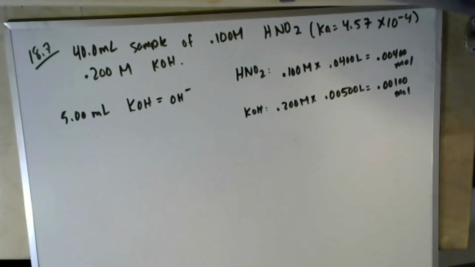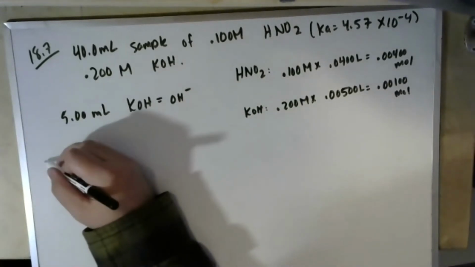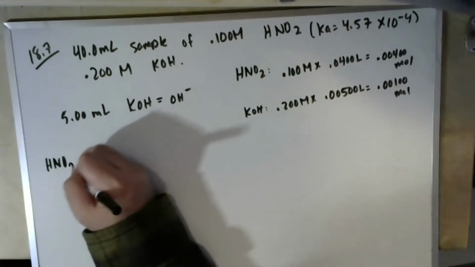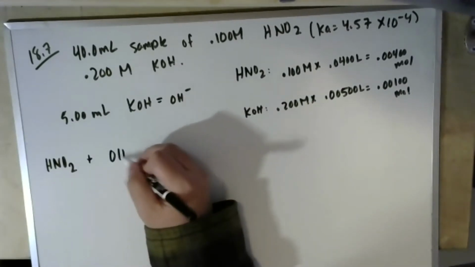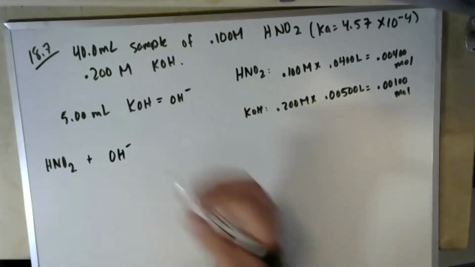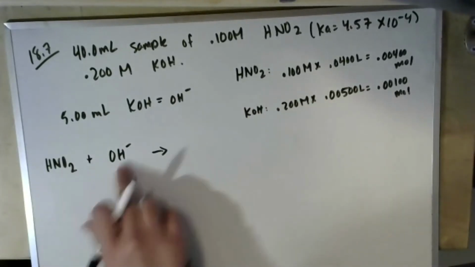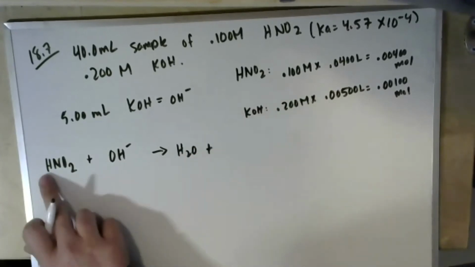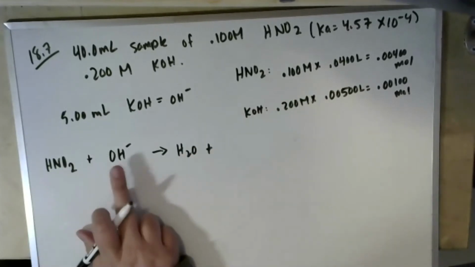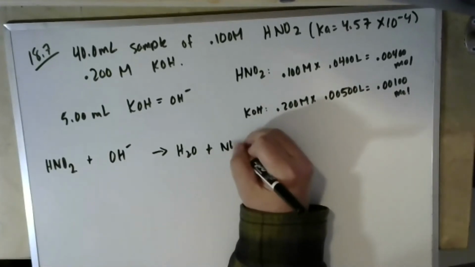Okay, so let's look at the reaction that occurs here. We have our HNO2, and we're going to be adding some base to that. We assume that we're going to be forming water. And when that hydrogen ion moves to combine with the hydroxide ion, it's going to leave behind the nitrite ion.